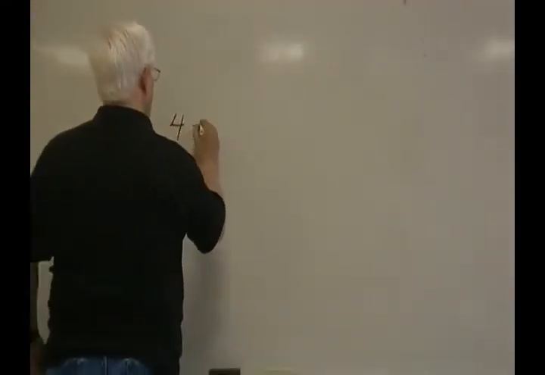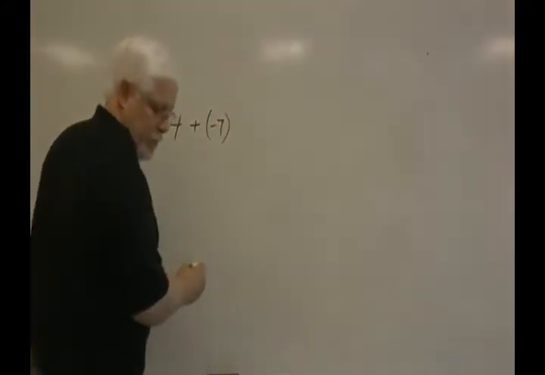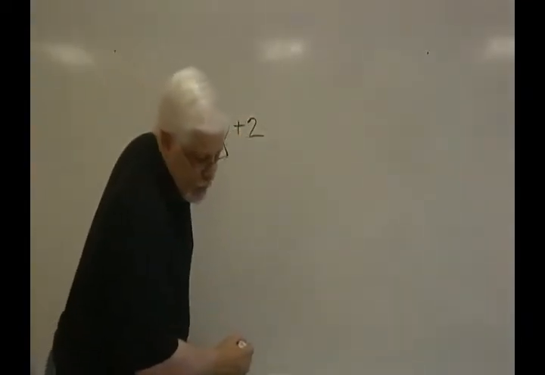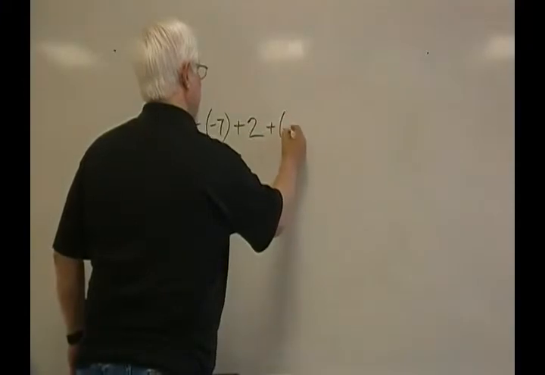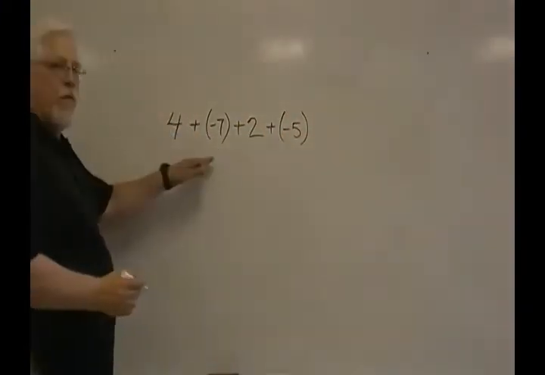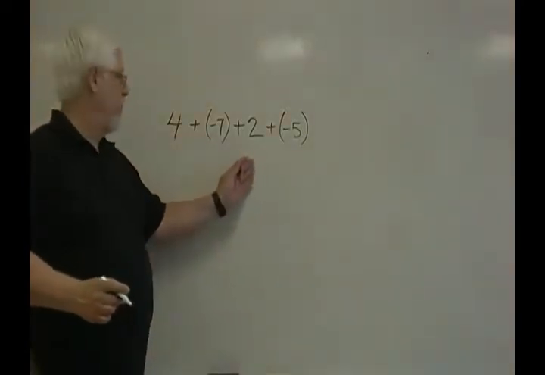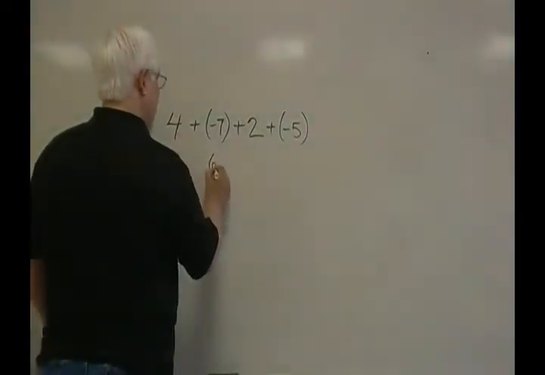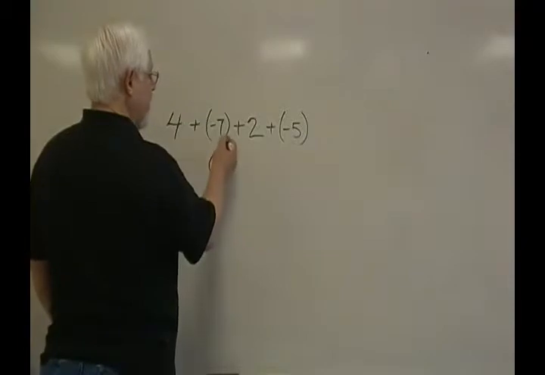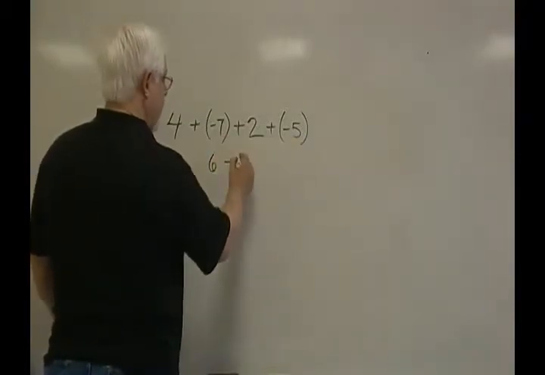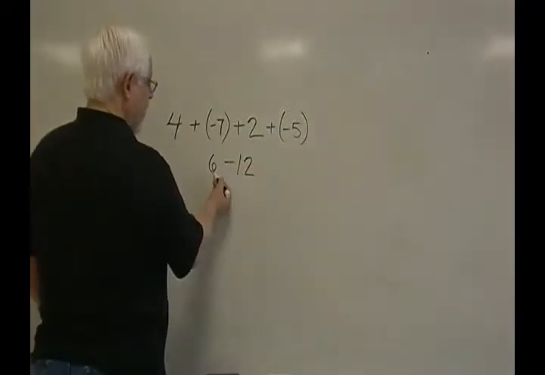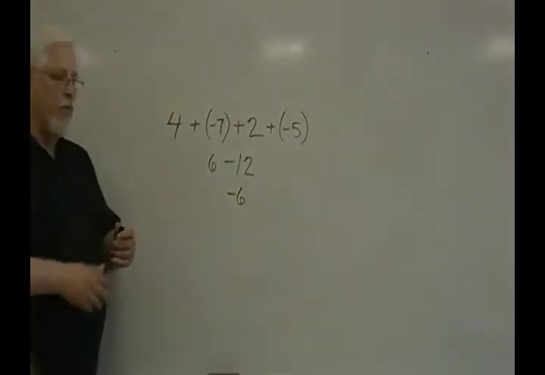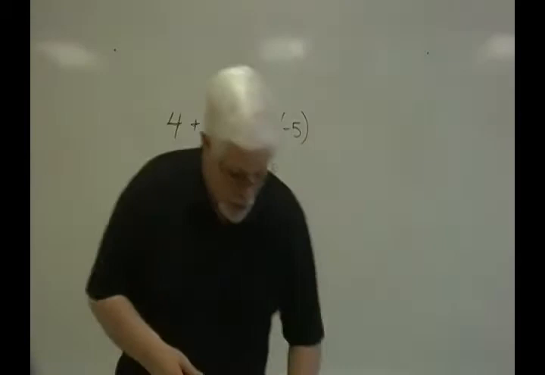Four plus negative 7 plus 2 plus a negative 5. To simplify this problem, we want to combine like terms, the negatives with the negatives and the positives with the positives. So 4 plus 2 equals 6, and negative 7 and negative 5 is negative 12. Therefore, if we combine 6 and negative 12, we get negative 6. And the answer to problem number 1 is A, at the bottom of page 394.